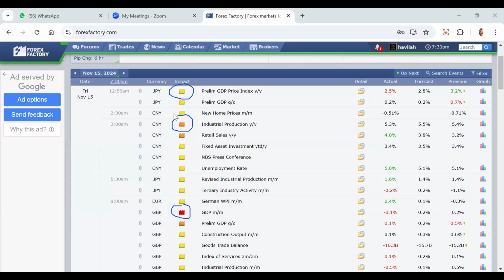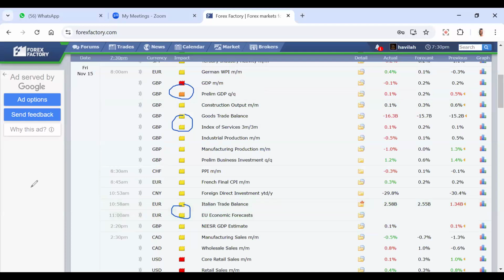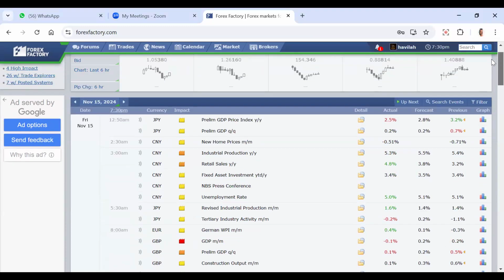So we have three types of impact: the low impact, which is labeled yellow, the medium impact, which is labeled orange, and the high impact, which is labeled red. Now you can see that there are a lot of this yellow, so many of them, but to be honest, they don't have any significant effect on the market. And because they can cause quite some distraction, personally, I like to filter them out. I like to remove them.